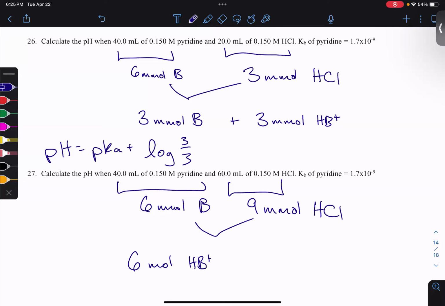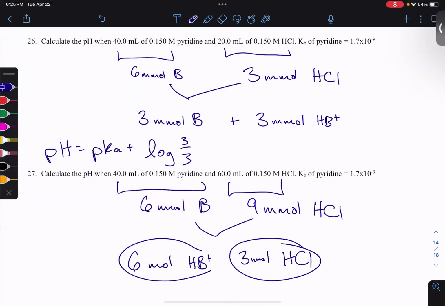But what else do we have left over? The strong acid, how much? 3 millimoles. So if we have both of these things in our beaker, what is HB+? A weak acid. HCl is a strong acid. How do you calculate the pH of that? Strong acid, do we even care about this guy? No, so it's just the strong acid that dictates your pH.